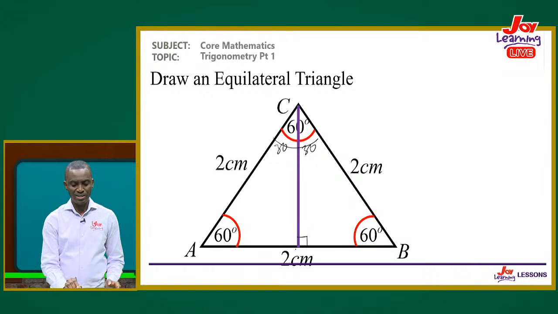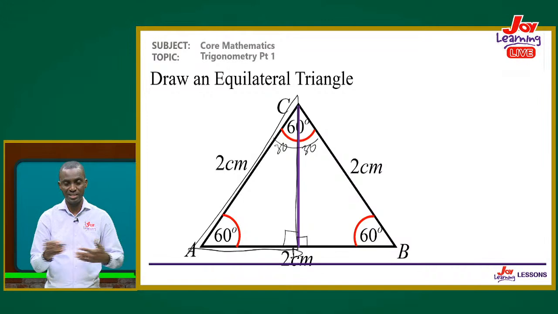If I decide to label this here maybe D, then A, C, D will form a right angled triangle. Then we come back to what we're working on, right angle triangle. And then we can also look at it this way: A, D, B can also form a right angle triangle.